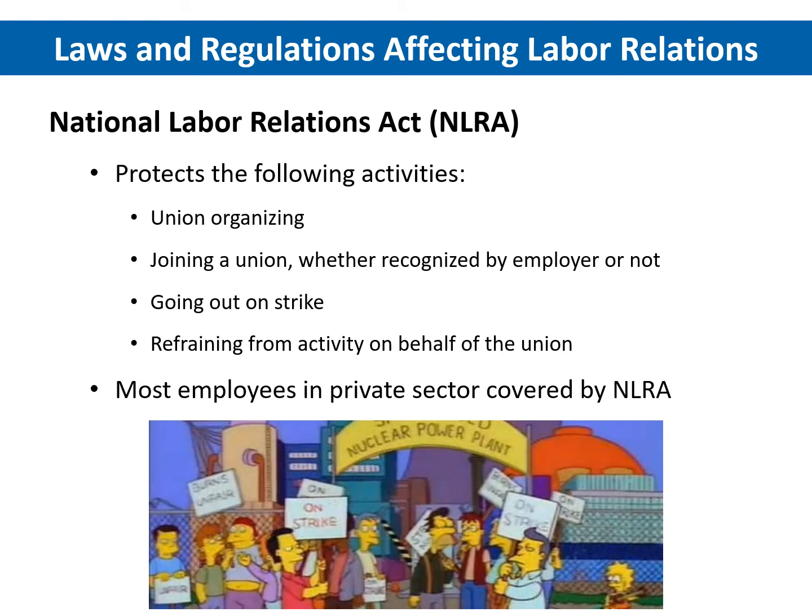Much of the power that labor unions have in the United States of America comes from the National Labor Relations Act. The NLRA protects employees' rights to organize a union, join a union, go out on strike, and even refrain from activity on behalf of the union. Now, most employees in the private sector are covered under the NLRA in the United States, but there are a few exceptions. For example, supervisors, an employer's children, and agricultural laborers are all not covered under the NLRA.